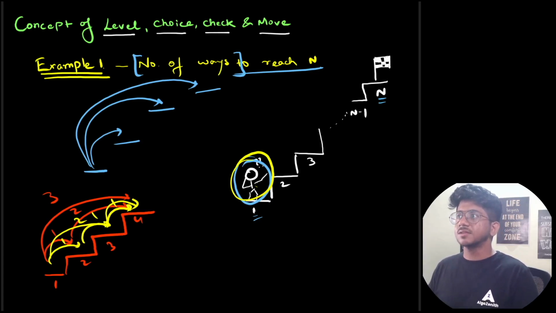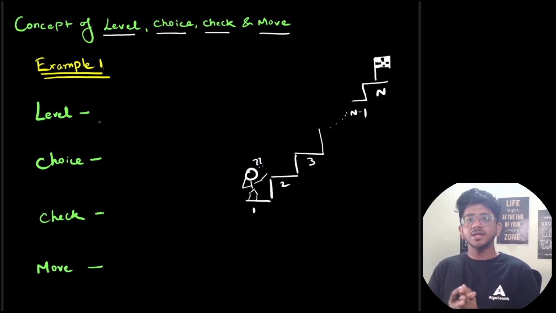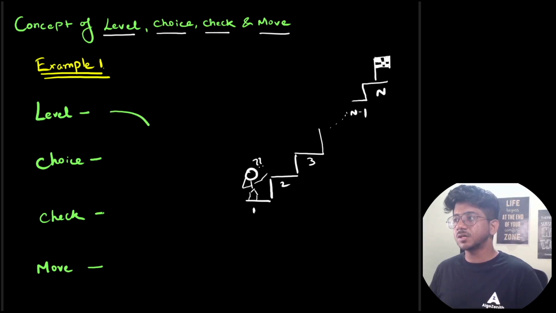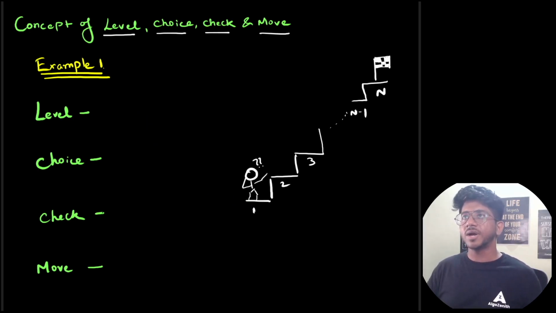What is the level, choice, check and move for this particular problem? So level is a way in which you can model the current configuration, or the place where the thing is right now in a particular problem. In this case, the person is going to stand at a particular level, or a particular stair. So I can say that level is going to be the stair number that the person is currently at.